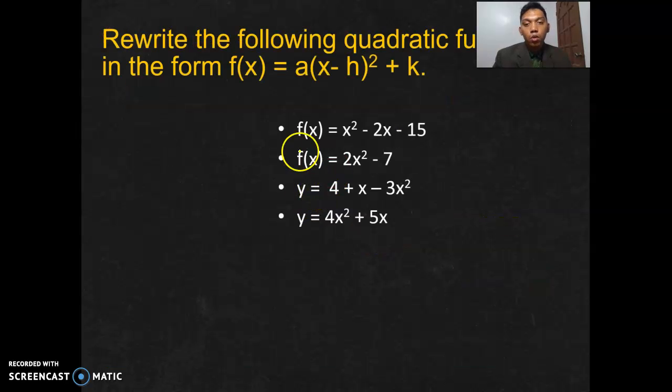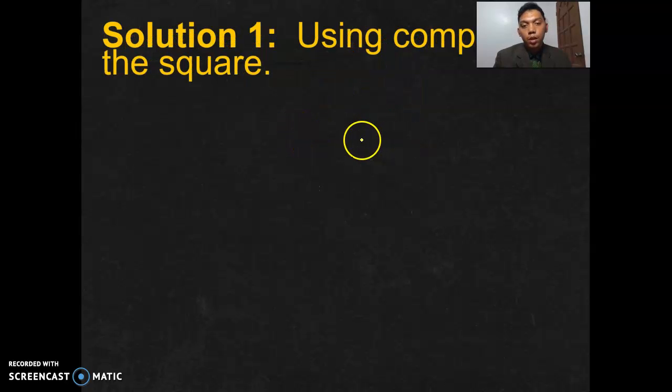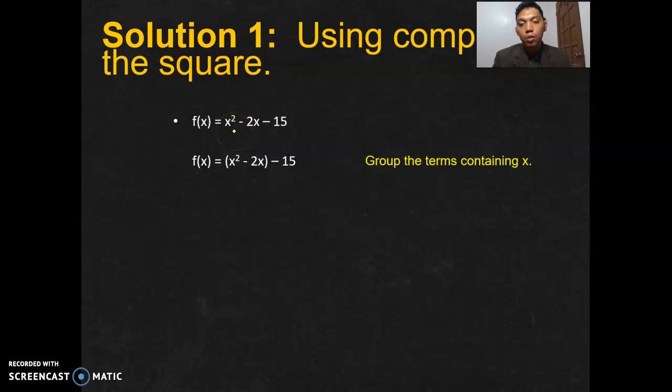So rewrite the following quadratic functions in the form f of x equal to a quantity x minus h square plus k. So for the first example, there are two methods on how to write this from the general to the standard form. First we use completing the square. The same examples will be used in the second method, alright? The first example we have here is x squared minus 2x minus 15.